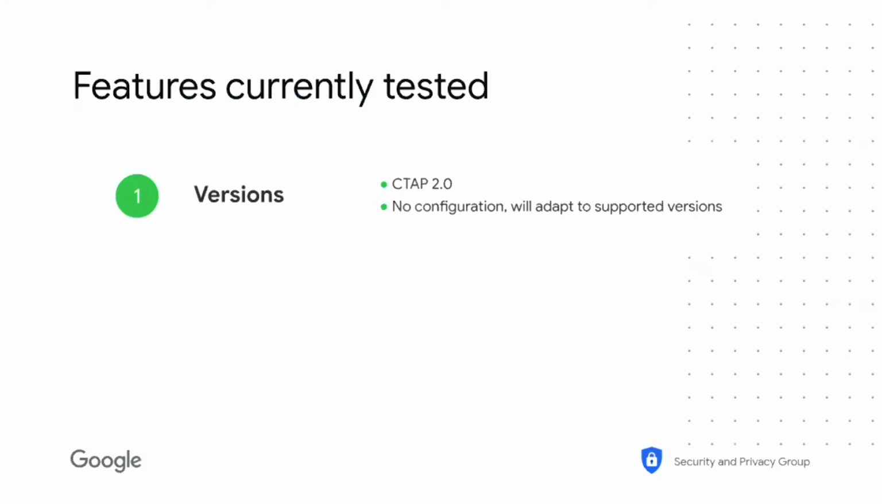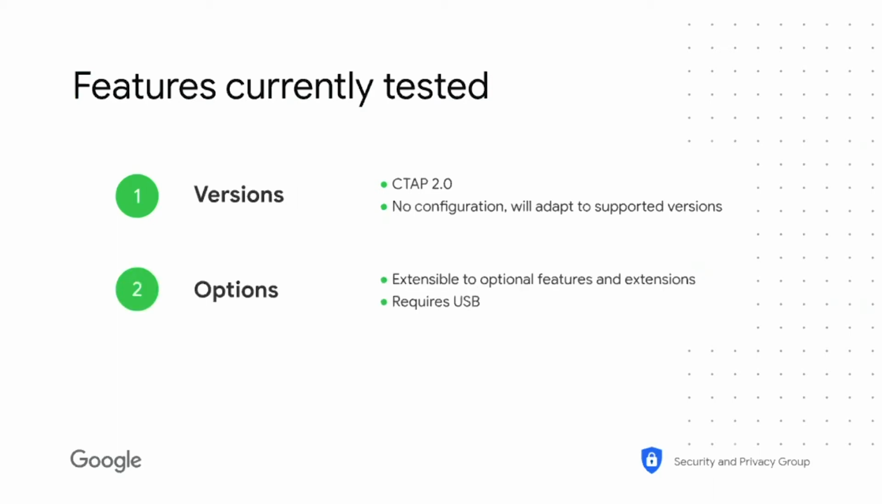Now some technical details. We are testing version 2.0 of the CTAP2 specification. When version 2.1 is out, we will automatically detect what the security key supports and adapt the tests accordingly. We wanted to make the test tool as easy to use as possible. You don't need any configuration. The same goes for available options. Depending on the device's features and extensions, we read your device information and personalize the test for you. For transports, only USB is supported at the moment.